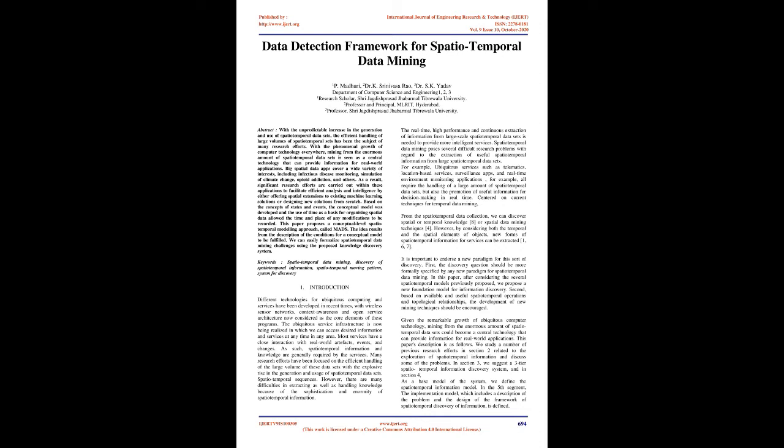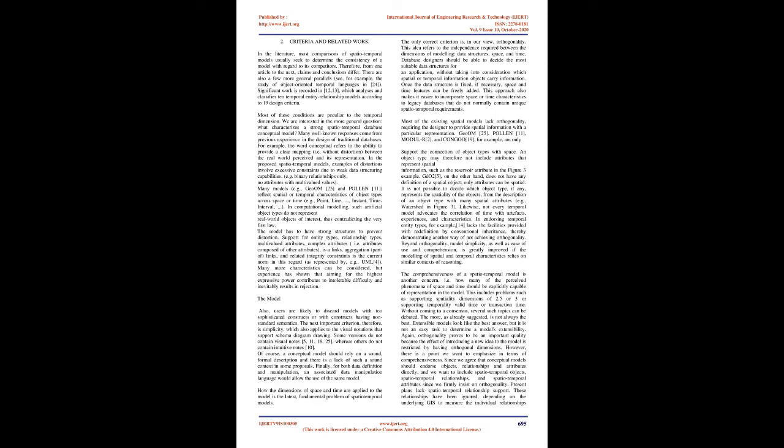This paper's description is as follows. We study a number of previous research efforts in Section 2 related to the exploration of spatio-temporal information and discuss some of the problems. In Section 3, we suggest a 3-tier spatio-temporal information discovery system, and in Section 4, as a base model of the system, we define the spatio-temporal information model. In Section 5, the implementation model, which includes a description of the problem and the design of the framework of spatio-temporal discovery of information, is defined.